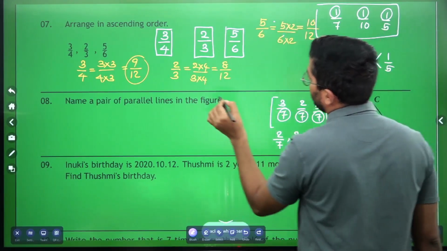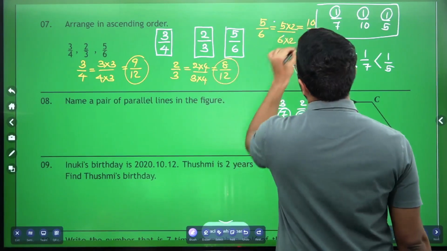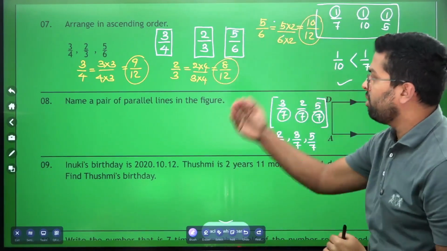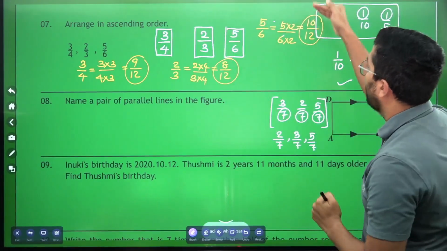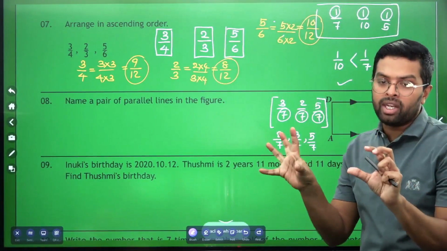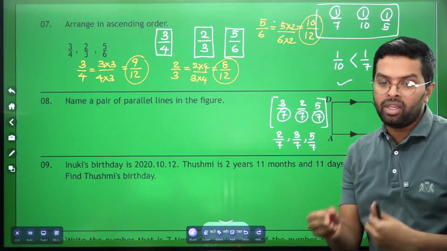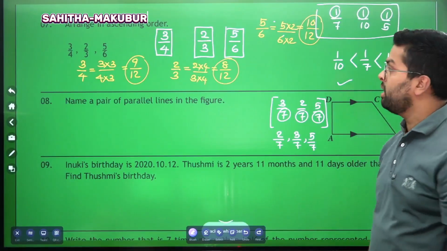Now we have three fractions: 9 over 12, 8 over 12 and 10 over 12. Now looking at these three fractions, can we arrange these fractions in ascending order? Yes.